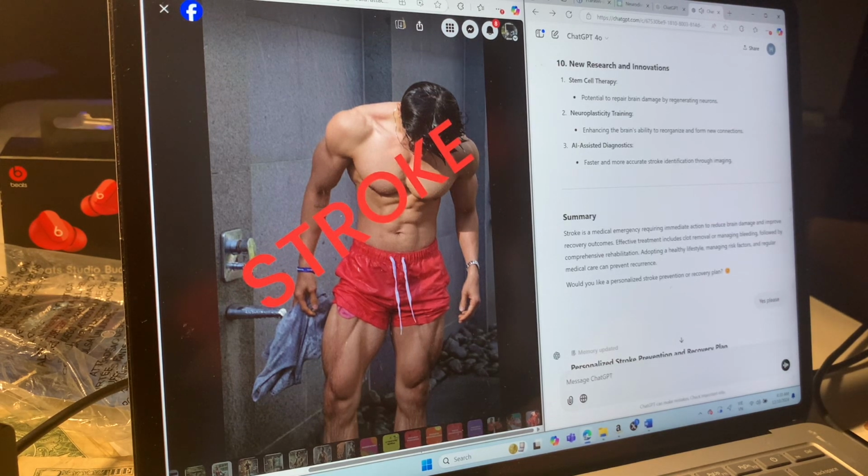5. Immediate treatment. A. Ischemic stroke, clot-busting medication, tPA, administered within 4.5 hours of symptom onset to dissolve clots. Mechanical thrombectomy, surgical removal of the clot using a catheter. B. Hemorrhagic stroke, surgery, repair aneurysms or remove blood pooling in the brain. Medications, lower blood pressure and prevent seizures or spasms.